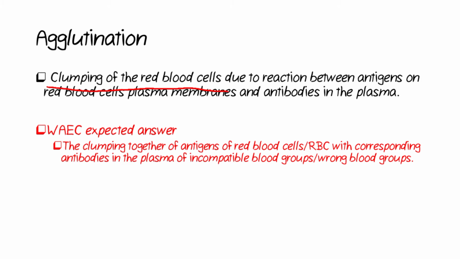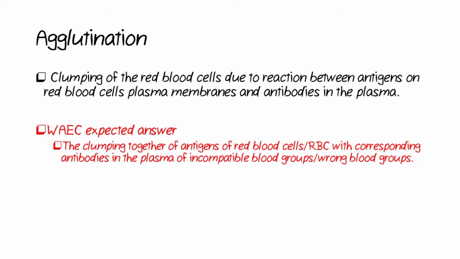The first answer here to agglutination was taken from a book, and the second answer that is in red is taken from the WASSCE expected answer, and this WASSCE expected answer was gotten from an e-learning WASSCE platform. Agglutination can be defined as a clumping of red blood cells due to reaction between antigens on the red blood cell plasma membrane and antibodies in the plasma. This is a very good answer.